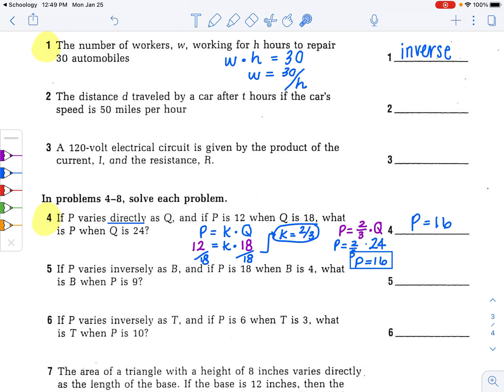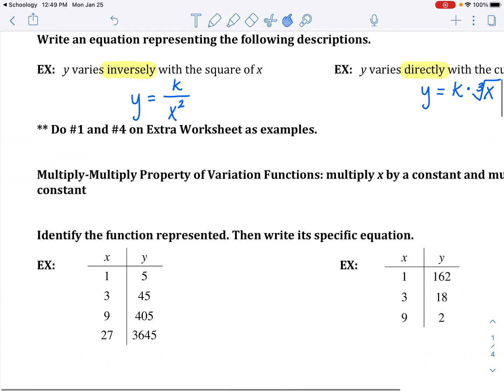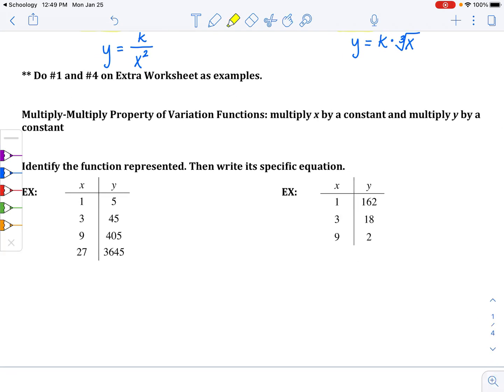And now we're going to go back to what's called our multiply property. So I'm going to head back to my notes now. Sorry if this gives you a headache. Okay, so heading back to our notes, we now have a multiply property of variation functions. You are probably aware we have an add multiply property, but now we're going to look at it in the lens of a variation. So we have to find multiply by multiply.